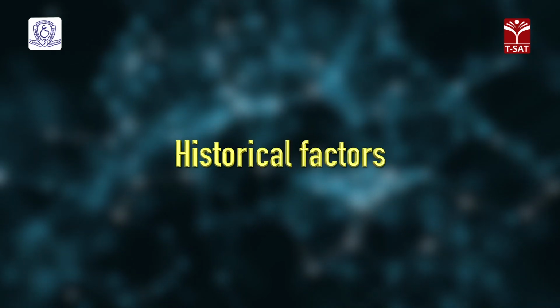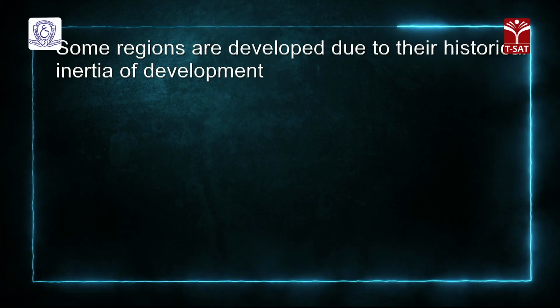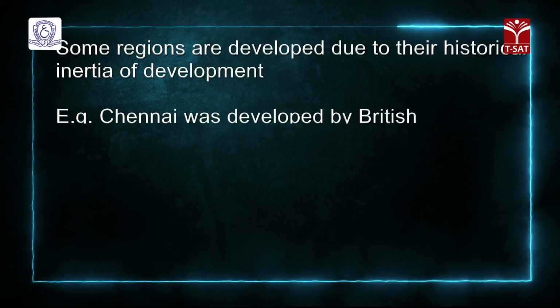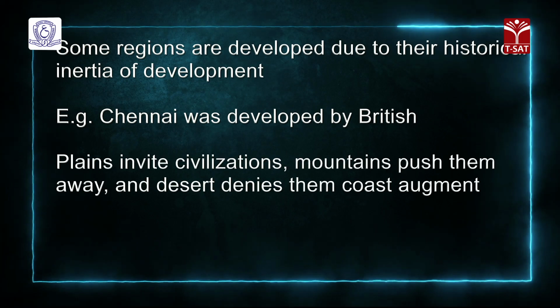Another important factor is the historical factor. Early centers of development have become underdeveloped now due to saturation of development in those regions. Some regions are developed due to their historical inertia of development. For example, Chennai was developed by the British. As it is widely said, plains invite civilization, mountains push them away and deserts deny them coast augment.